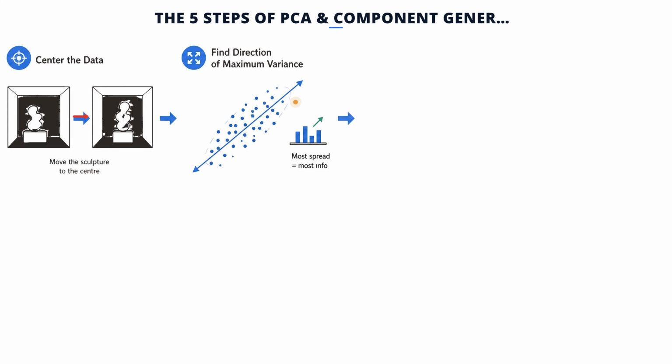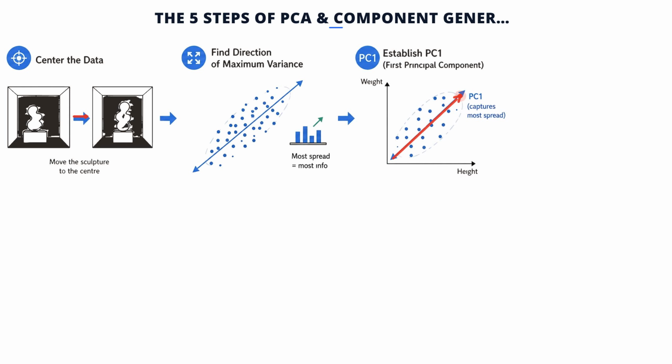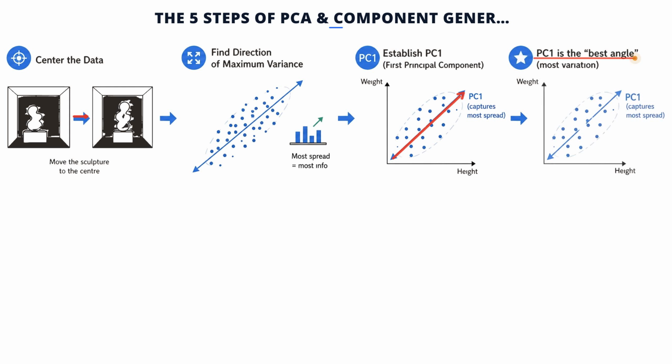Third, we establish our first principal component, known as PC1. Look at this graph, where we have two features, weight and height. The data points are spread diagonally because, generally speaking, taller people tend to weigh more. PC1 is exactly that diagonal line drawn through the center that captures this primary spread. As you can see on the next plot, it represents the absolute best angle to show the most variation.